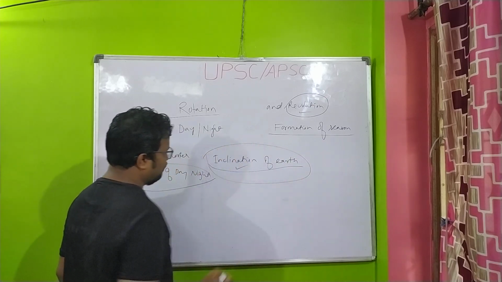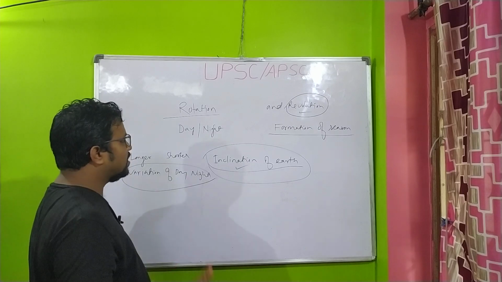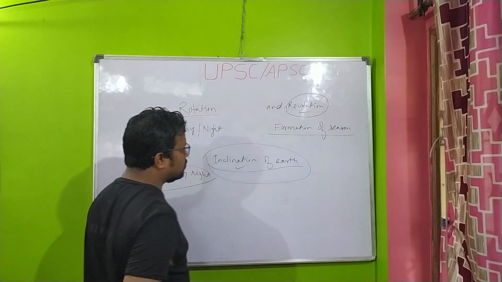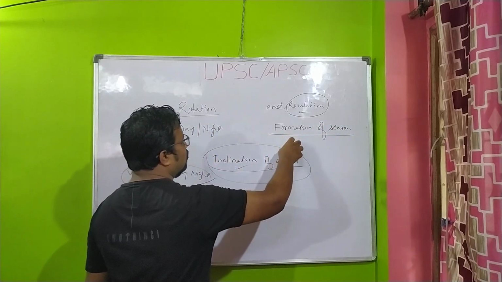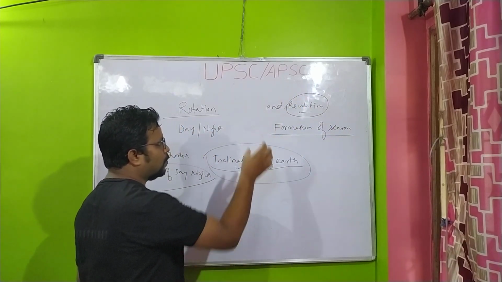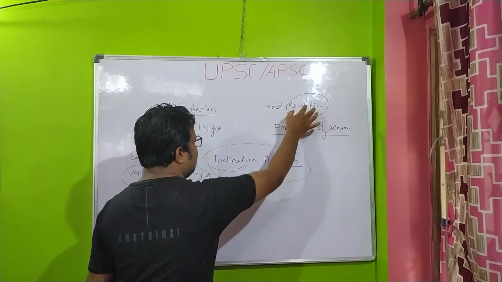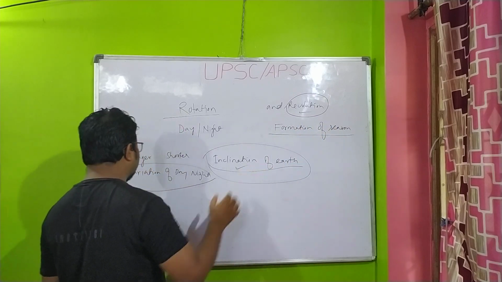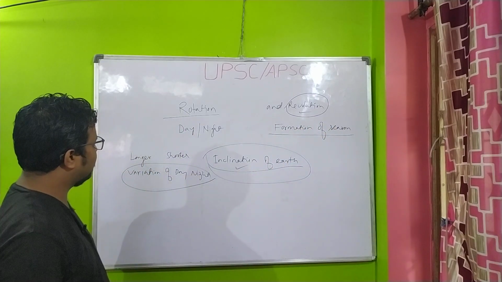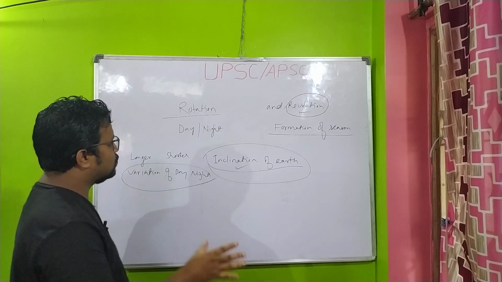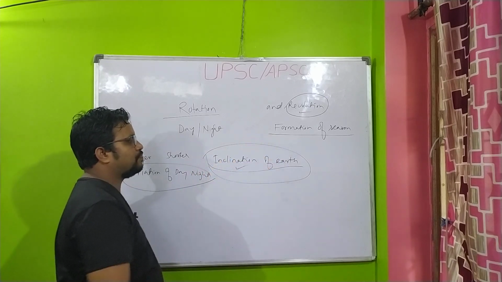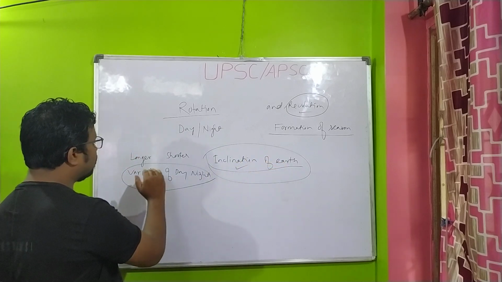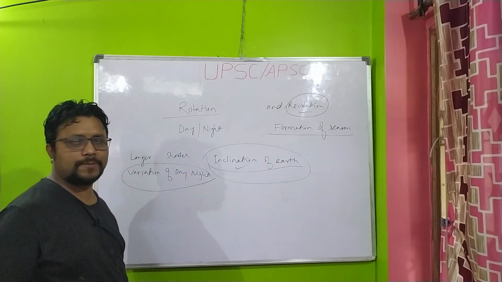Inclination of earth. So because of inclination of earth, what is happening? Formation of season is taking place. Also revolution is responsible for formation of season. These two factors, revolution as well as inclination of earth, are responsible for formation of season, and the variation of day and night is because of inclination of earth. That means because of inclination of earth, the variation of day and night occurs.